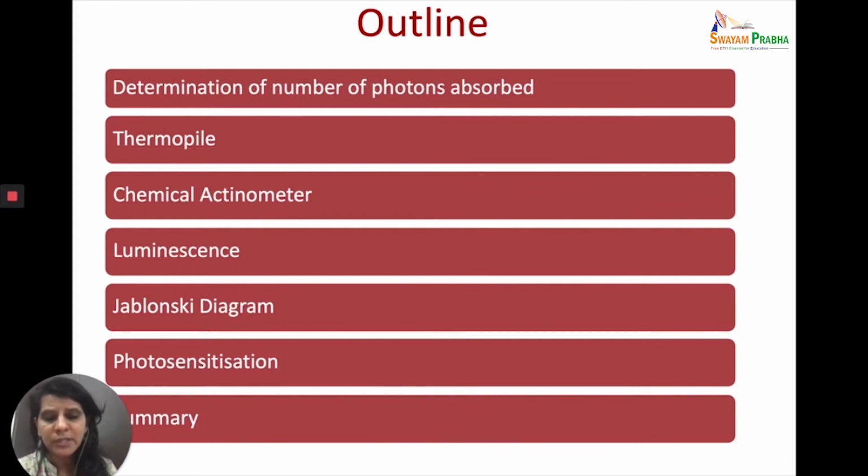Now today, continuing with the topic of photochemistry, we will be looking at the various methods used for the determination of number of photons. The methods that we will be studying is the use of thermopile or a chemical actinometer. Then we will take a look at what are the various kinds of luminescence through the use of a Jablonski diagram, followed by what is photosensitization.